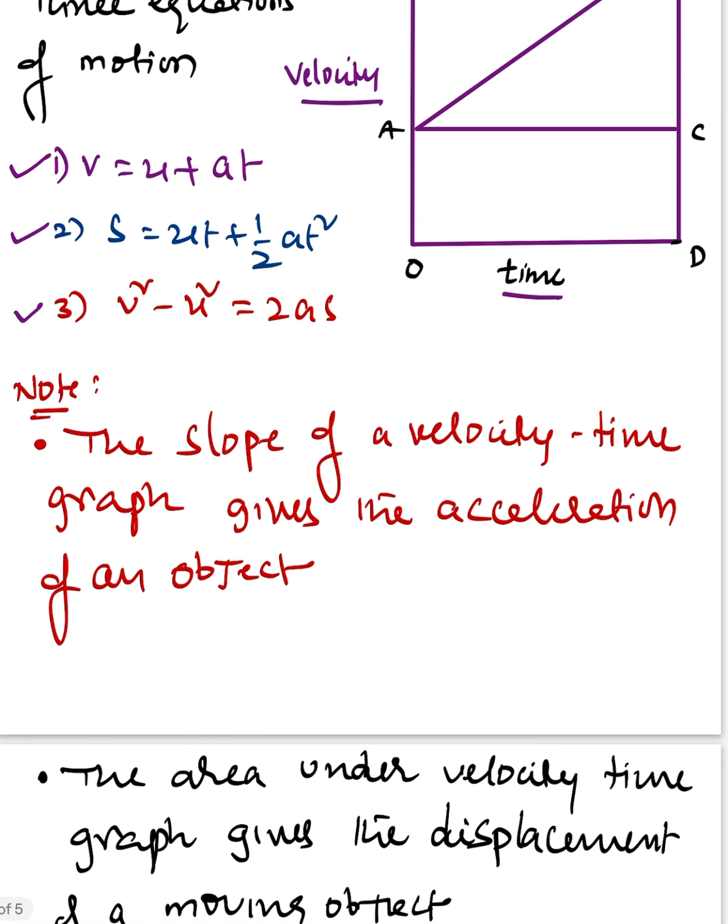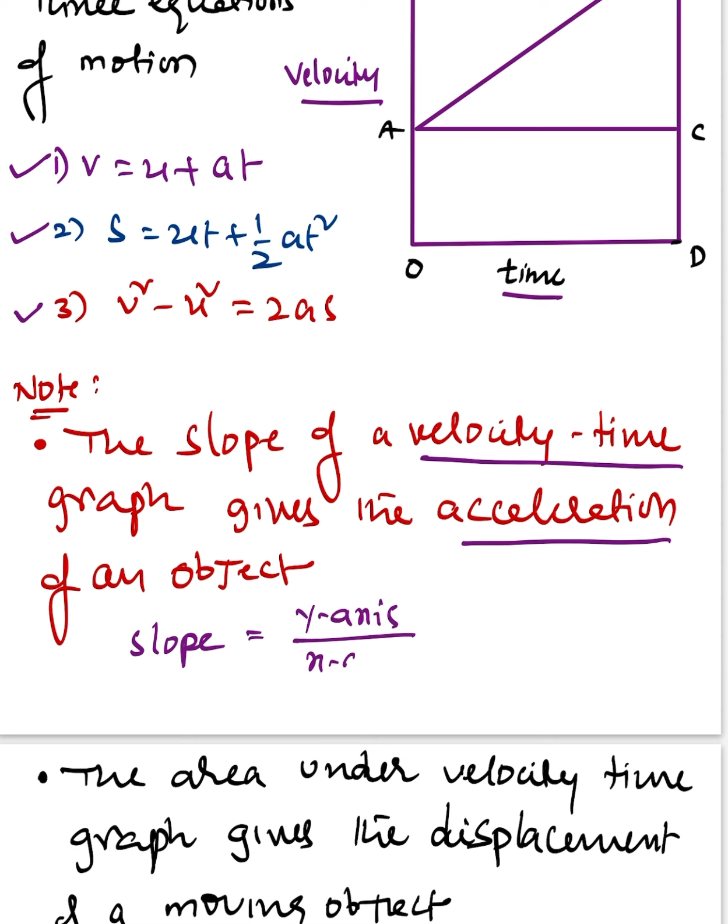The first one, the slope of the velocity time graph will give the acceleration of an object. So what do you mean by slope here? Slope is nothing but y-axis by x-axis. You know very well from the graph, what is the y-axis here? Velocity, and x-axis will be what? Time. Velocity by time, what will we get? Acceleration.